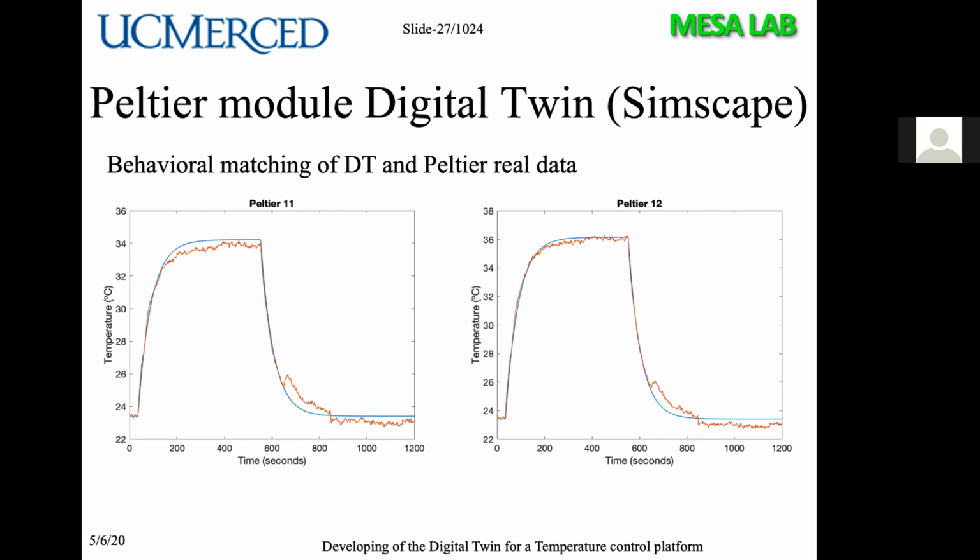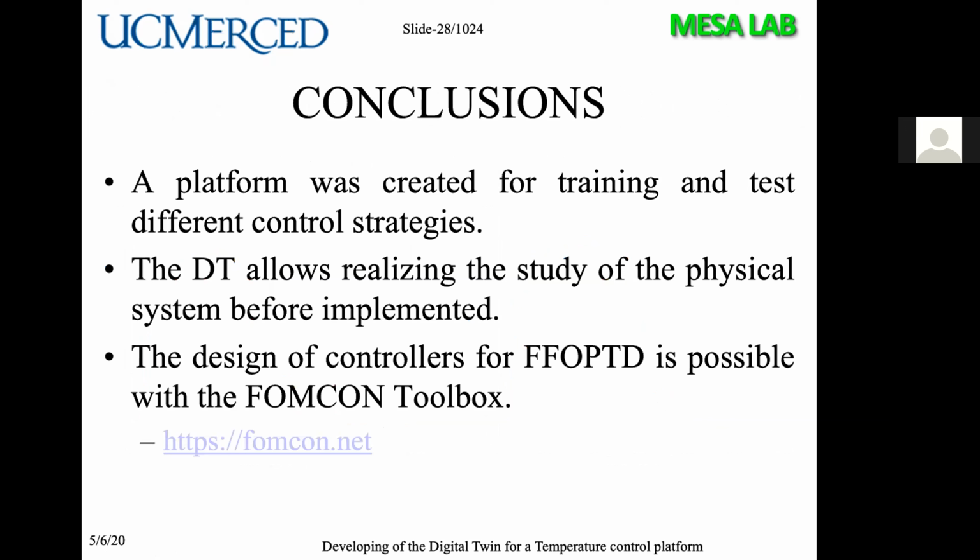So as a conclusion, the platform was created for training and testing different control strategies. The goal was achieved because both systems follow the dynamics of the system very accurately. The digital twin allows studying the physical system before implementation. That is one of the characteristics of the digital twin: we can do simulation and analysis of the system before implementing it in the real world, and take advantage of the results that we can obtain with the simulation.